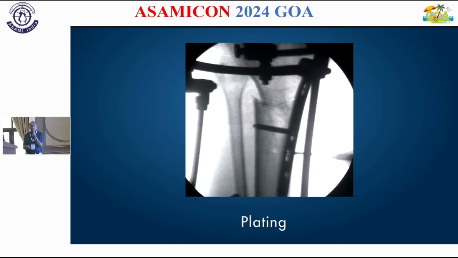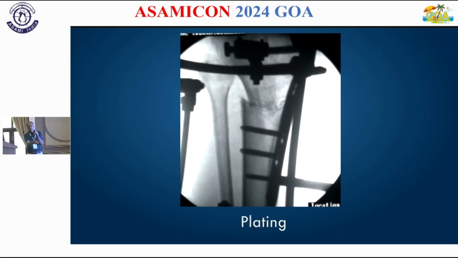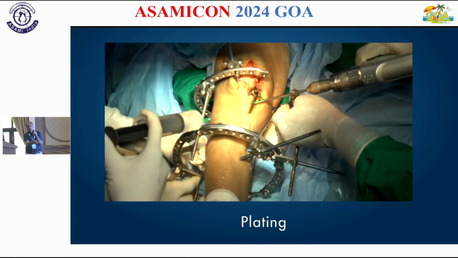So you've done this, you've achieved your correction, and then just put in a plate. Remove the fixator at the end of surgery. You don't want to translate this. You don't need the golden screw here.